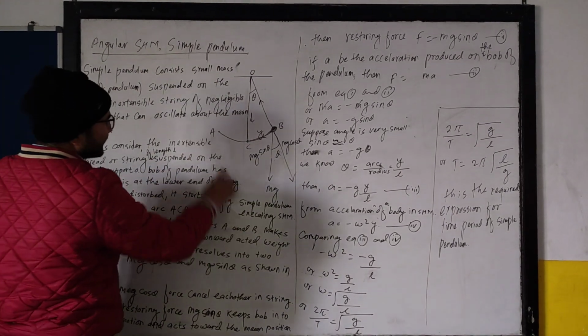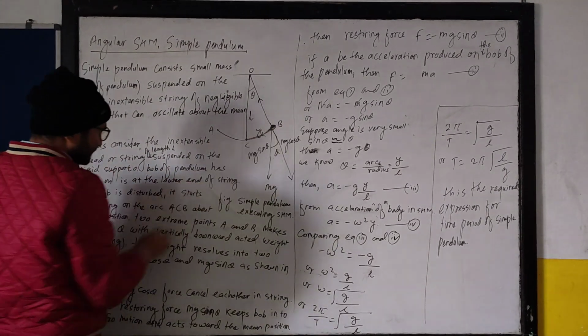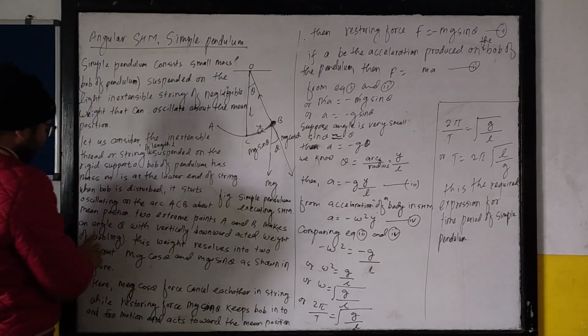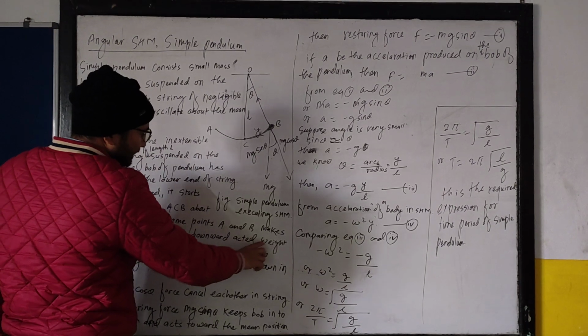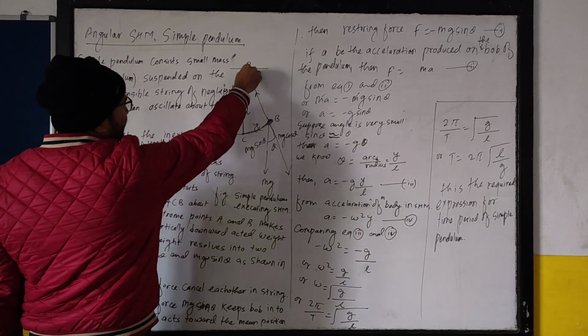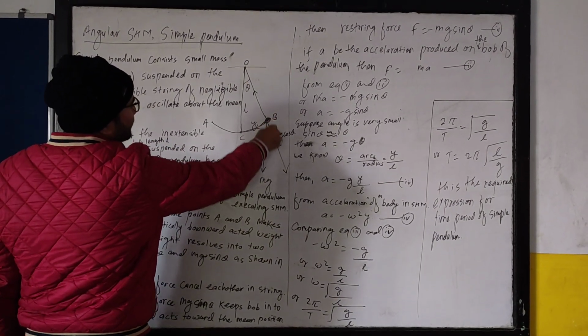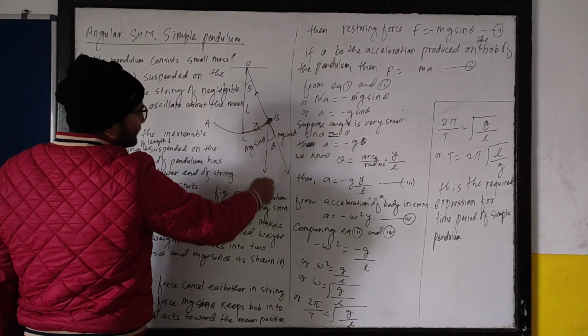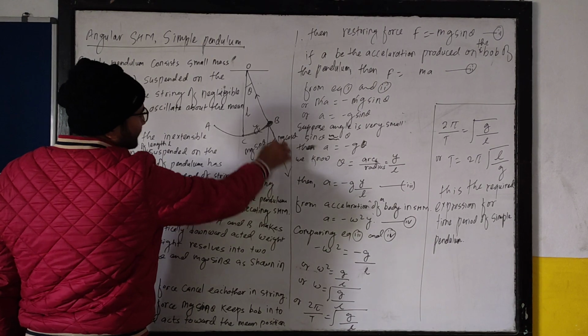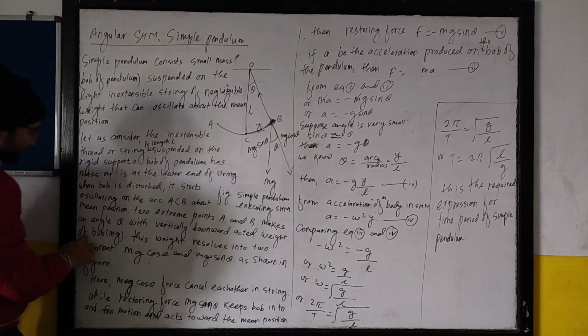Two extreme points A and B, you can see A and B are the two extreme points, which make an angle theta with the vertically downward acting weight.